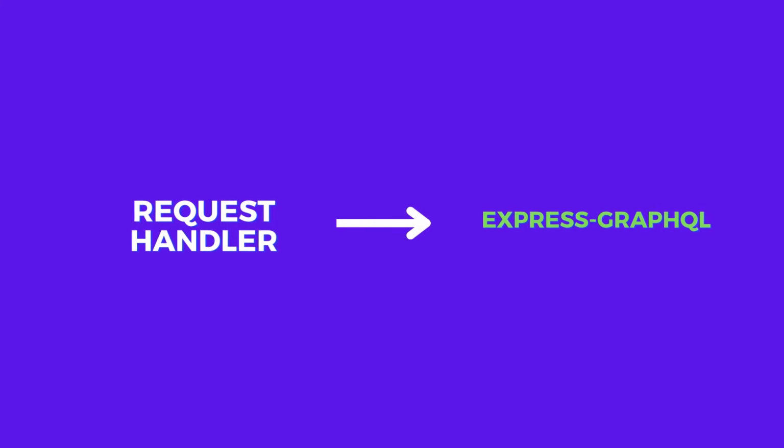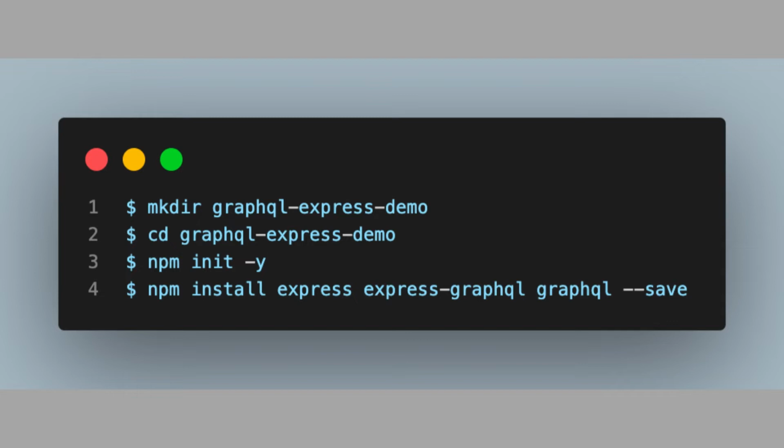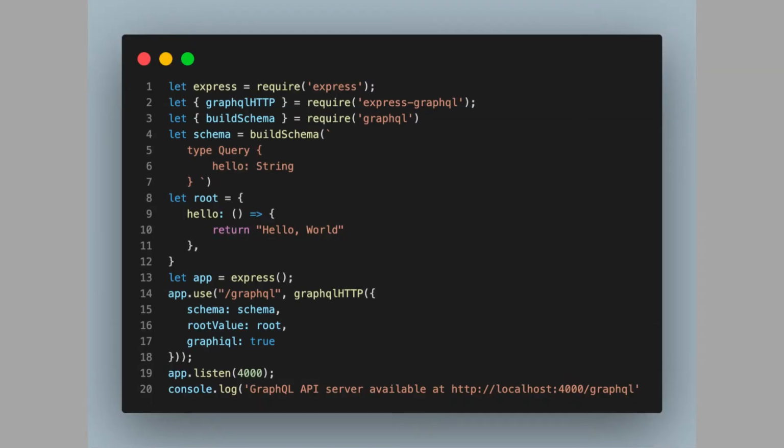Lastly, for the request handler part, we will use the Express GraphQL package. This package is basically a middleware for Express that helps us handle incoming requests. In the first step, we will create a project directory and install the required packages. For any of this to work, you need to have Node.js installed on your system. Next, we create a file named server.js inside our project and place this code in that file.